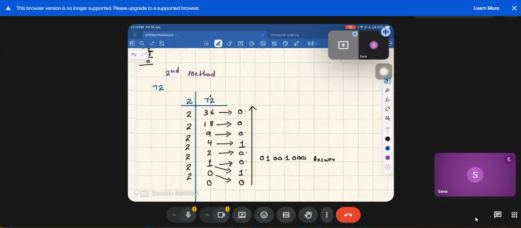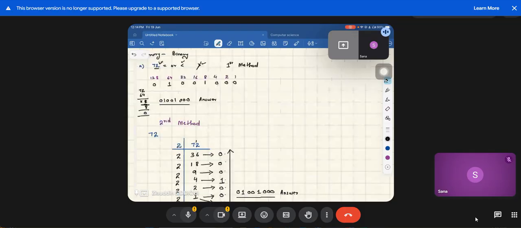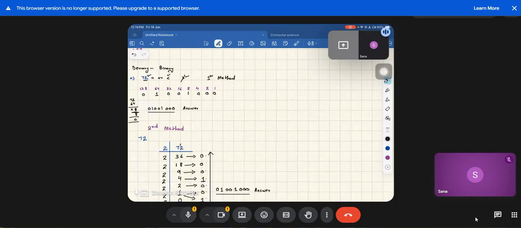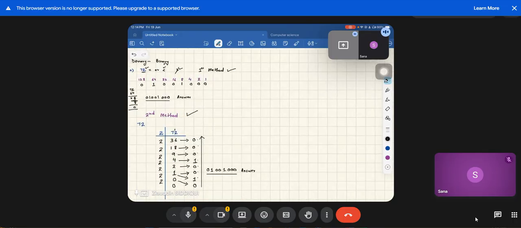And if you can see it, we are getting the same value as we got through method 1. So whether you use method 1 or 2, you will get the same result. I hope this is clear to everyone.